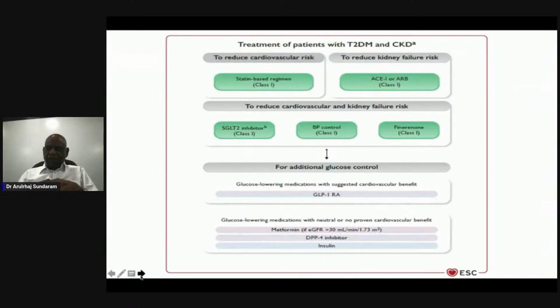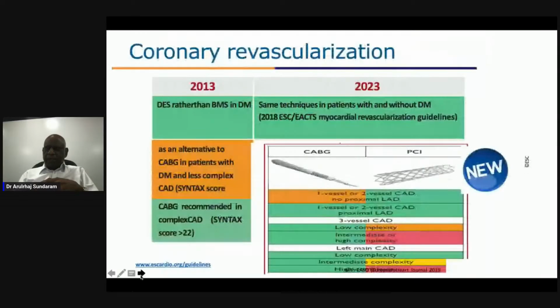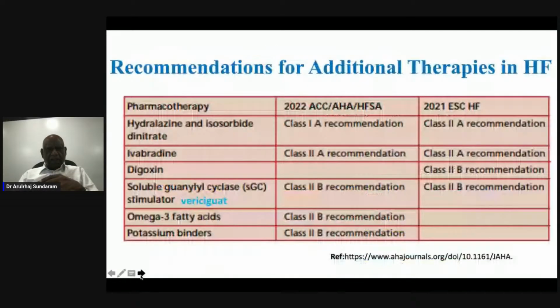And in diabetes with heart failure, there can be CKD also. Very, very important. ACE inhibitor and ARB are very, very useful. BP control, SGLT2 are useful. Finerenone is also effective. Sometimes you may have to go for coronary revascularization. It can be percutaneous by PCI or surgical CABG, depending on the level of the lesions.